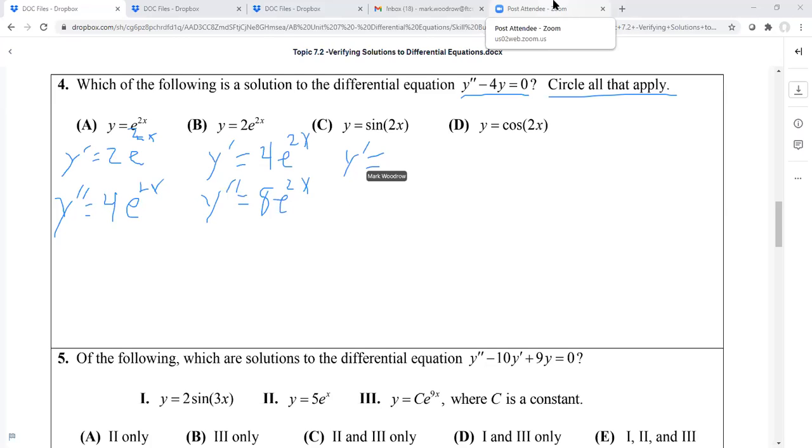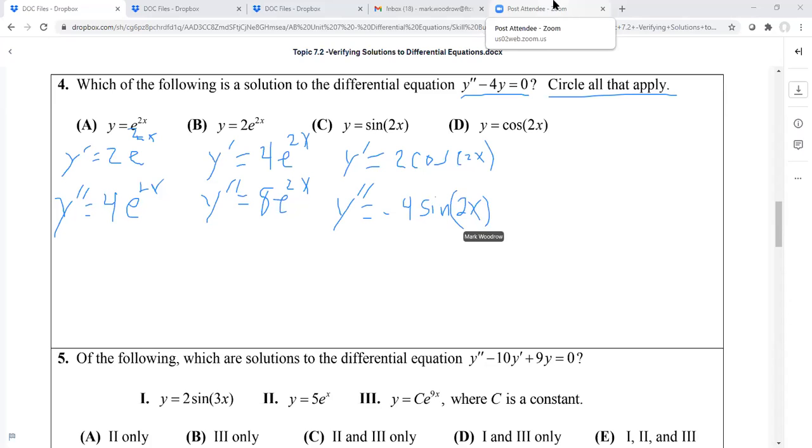So I have to do the derivative of sine first, which is going to be cosine 2x. And then I got to do the derivative of 2x again, which is 2. So I put that 2 in front. And then I'm going to do the derivative of this again. So the 2 stays in front. The derivative of cosine is negative sine. Leave the 2x the same. And then 2 times that derivative of 2x is 2 again. So this would end up being negative 4 sine 2x.